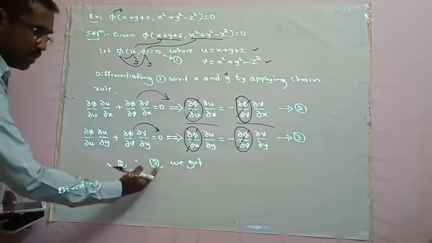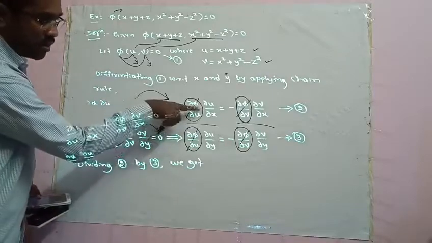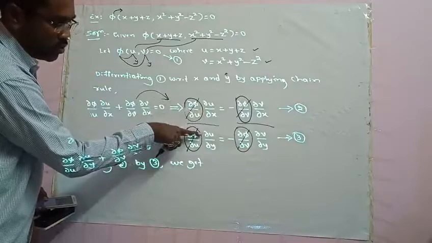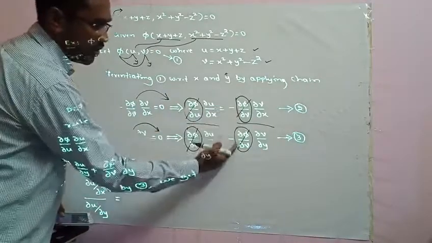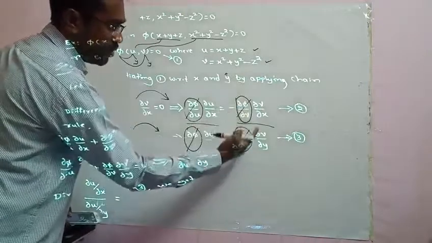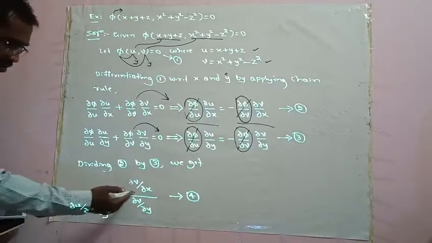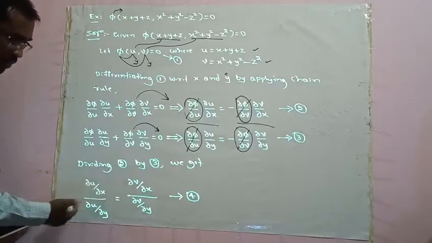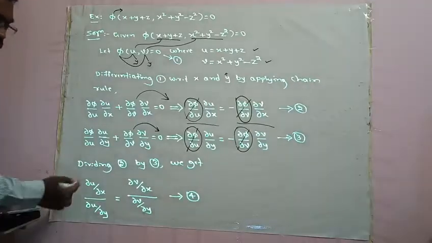Dividing 2 by 3, these two get cancelled. What remains is dou u by dou x divided by dou u by dou y. In the RHS, these two get cancelled, leaving dou v by dou x divided by dou v by dou y. Call it equation number 4. In this equation there is no phi; we have already eliminated phi.